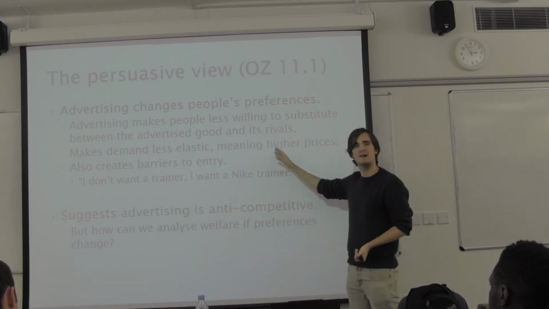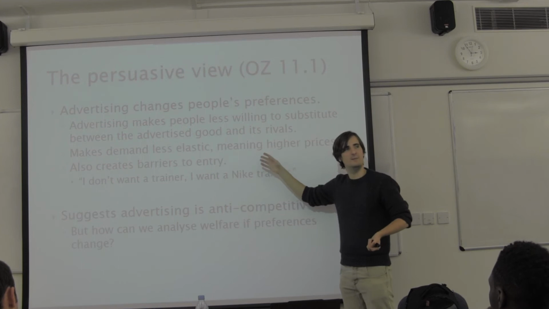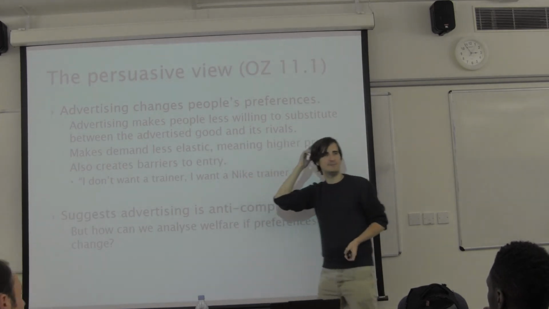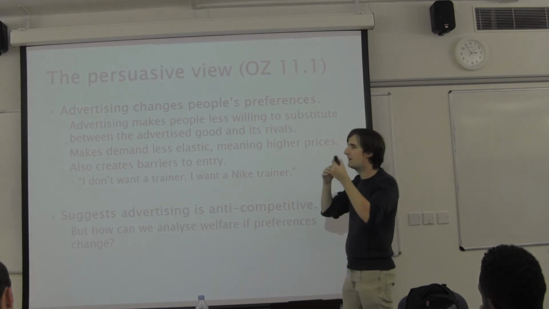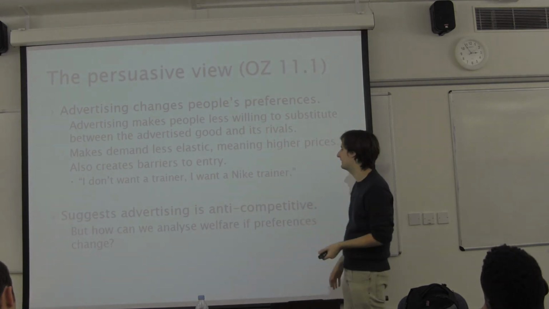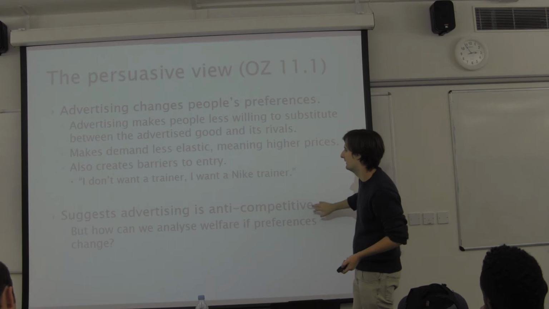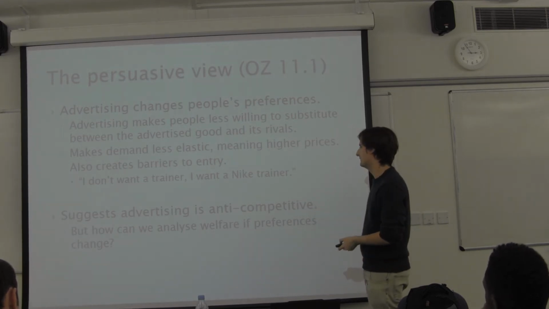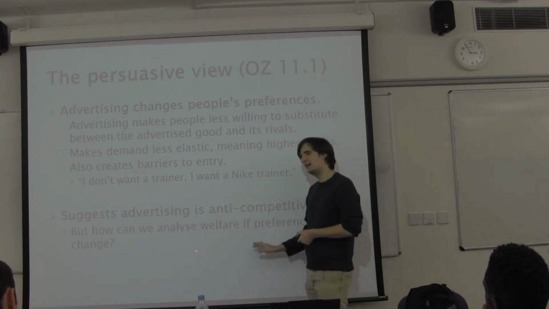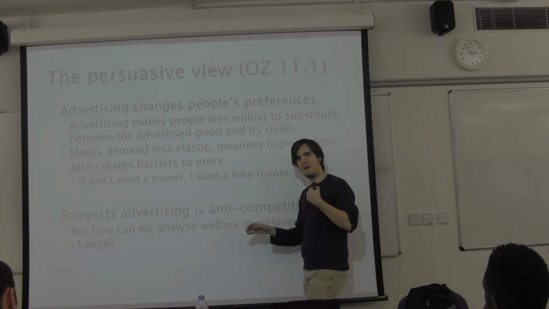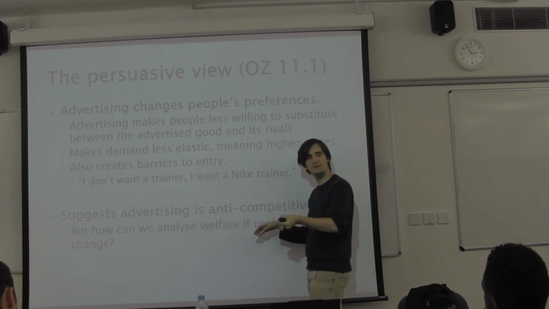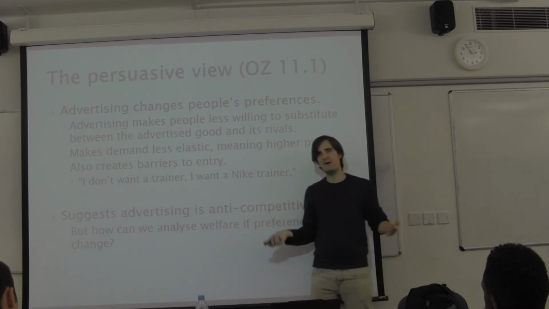Okay, so this is what advertising does, but it can be very bad for welfare because it's really creating a lot of market power. Okay, so high market power, high deadweight loss, etc. So this is suggesting advertising is a bad thing, but it's anti-competitive. But it's not completely clear because if preferences are changing, how are we supposed to analyze welfare? Okay, we think about preferences.